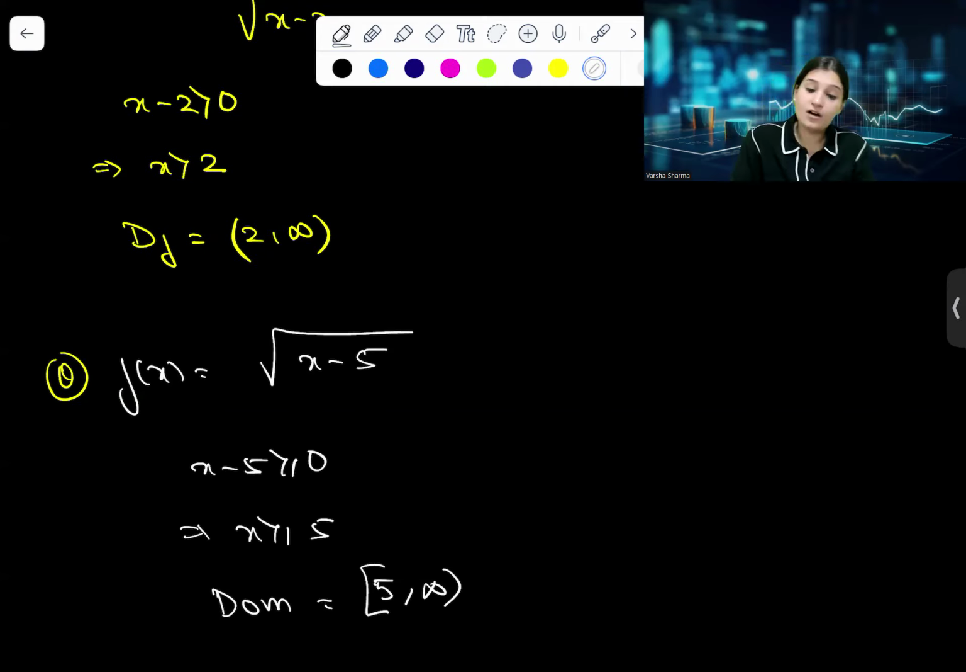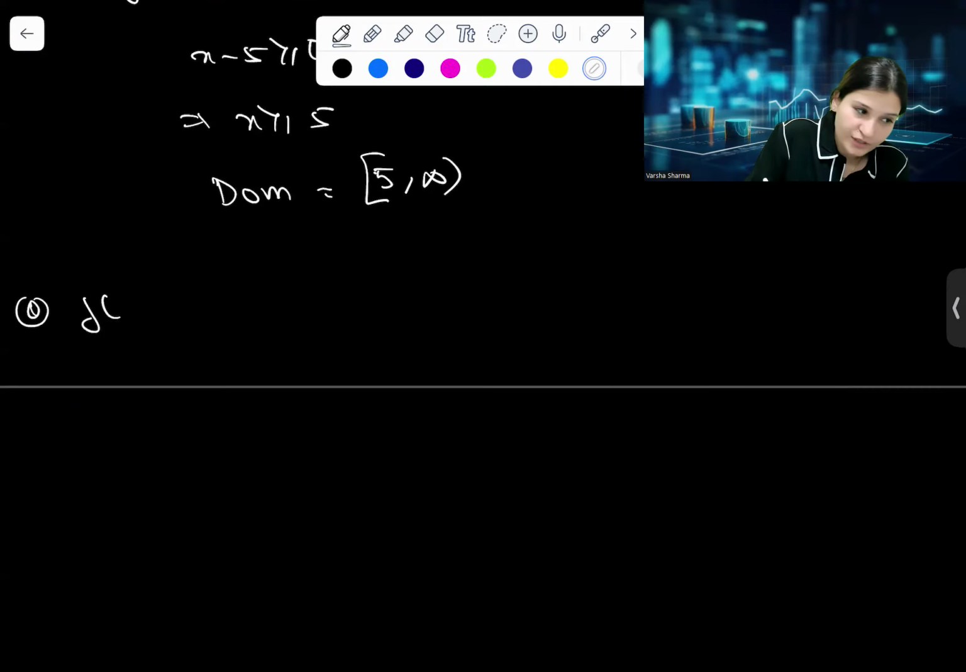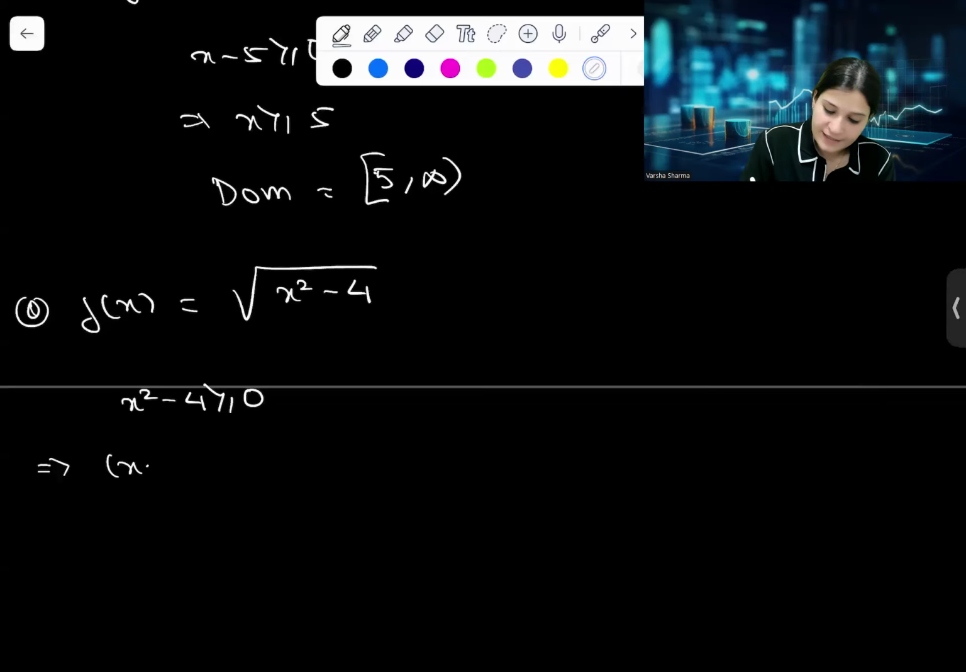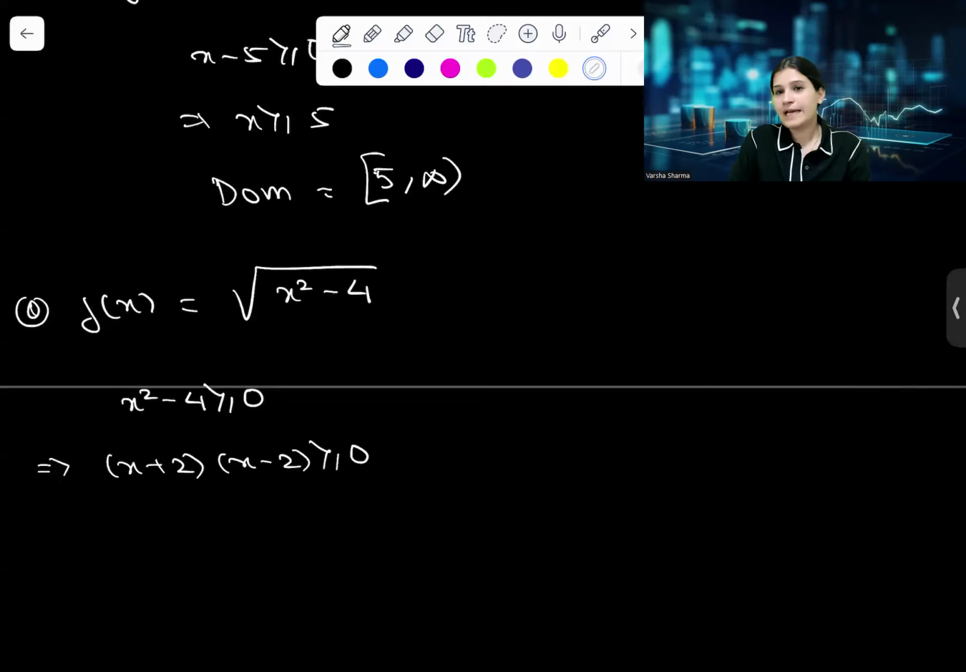Yes, ma'am. Now, in case I have a quadratic expression inside, say here, x square minus 4, this is how we will understand. x square minus 4 greater than or equal to 0. In this case, factorize. I can write this as (x plus 2)(x minus 2). Any problem till here? No, ma'am. Now, suppose instead of more than, I only had equal to, then what would have been the answer of x? Plus 2 and minus 2.